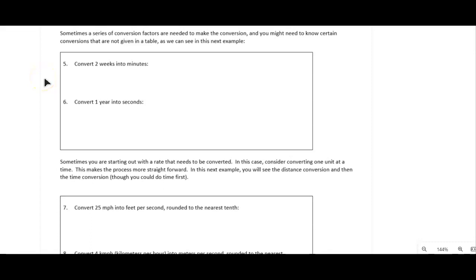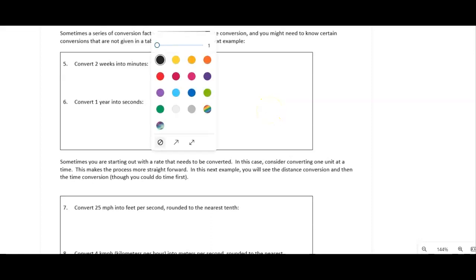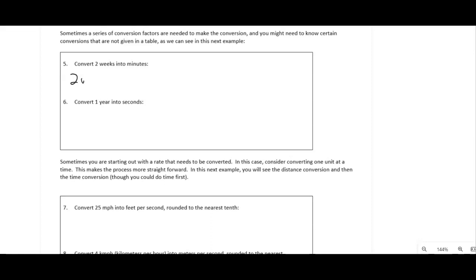Sometimes it takes more than one conversion factor to complete a conversion. For example, we have 2 weeks converting into minutes. To demonstrate this, we would start off with 2 weeks. Put that over 1. And now we're going to start to convert.